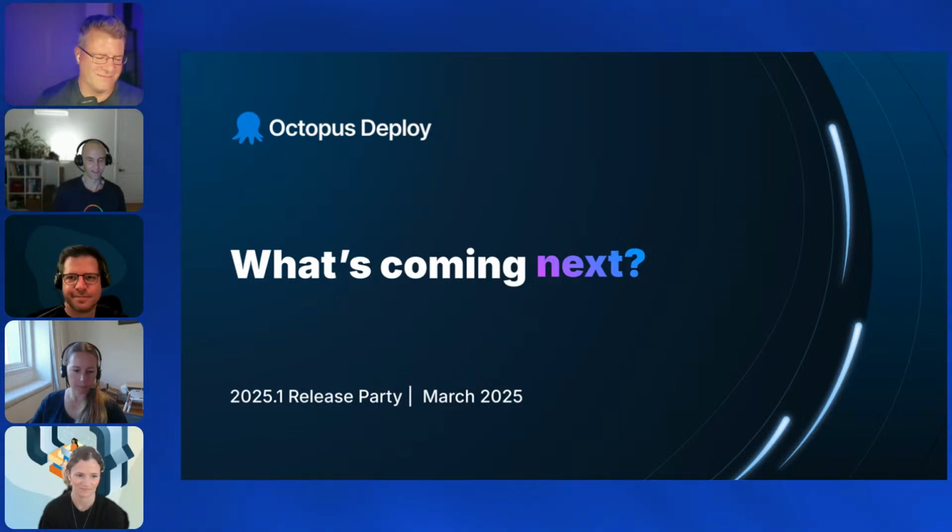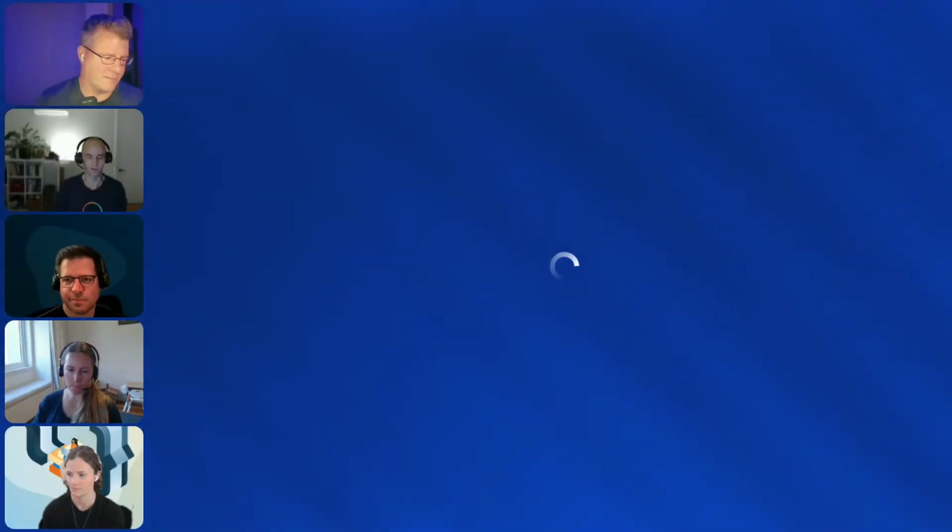As John mentioned, go to roadmap.octopus.com. You can see all of these and more there, and you can leave comments on the ones that you're most interested in.